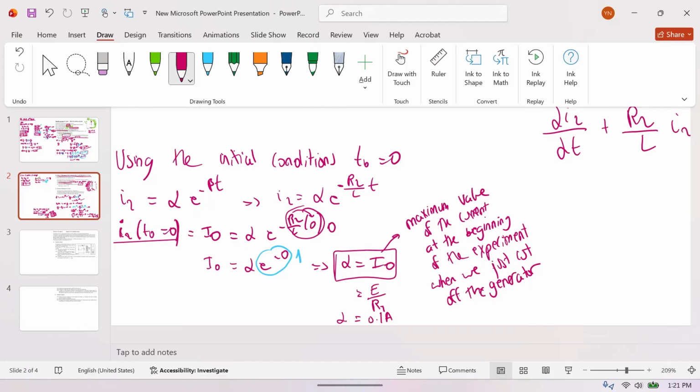Now you ask me, why are you using the previous part? You're doing another experiment. Yes, but in the first experiment, my current got to its peak, which is 0.1, and from there it started to decrease. So the beginning of my second experiment is the final point or the final time of my first experiment. So I at the beginning of the second experiment is the same as I0 at the first experiment.